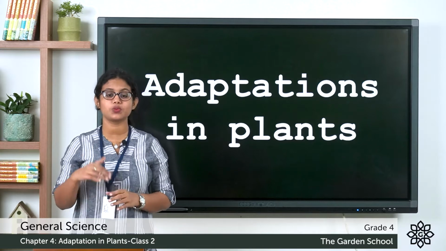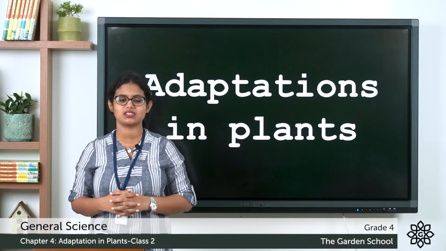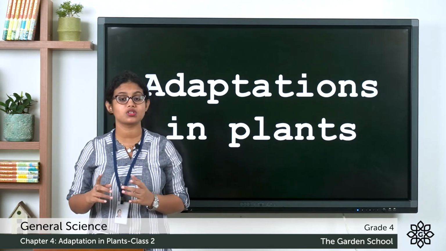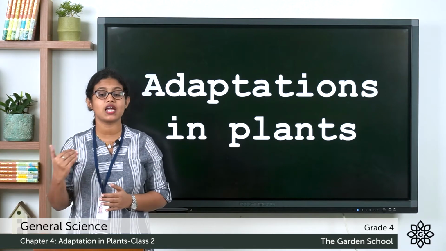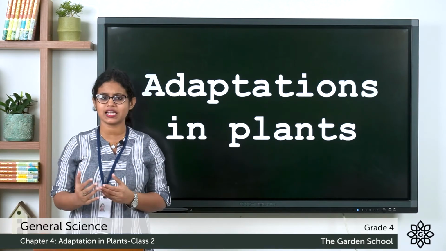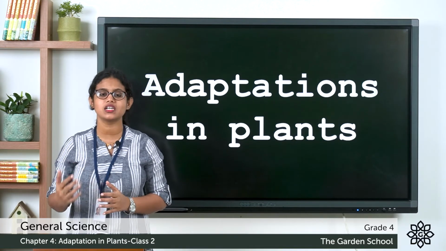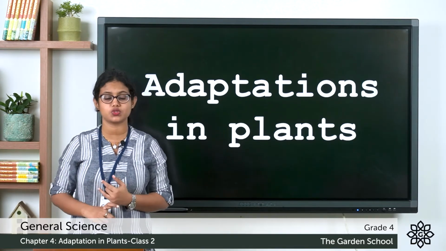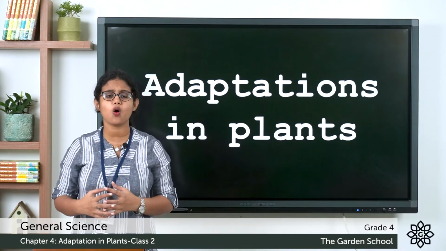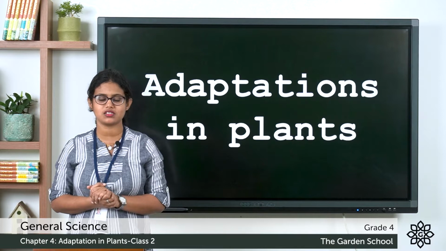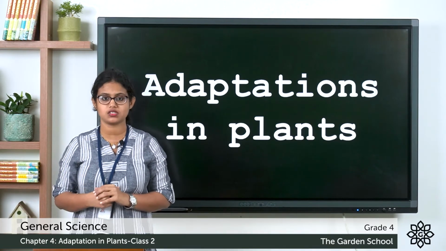In the last class, we started with the fourth chapter, that is Adaptations in Plants. And we learned about what is adaptation. Then we learned about what are terrestrial plants and what are aquatic plants. So what are terrestrial plants? Plants that grow on land are called terrestrial plants. So plants which grow on mountains, hills, forests, deserts, all these are terrestrial plants. Then we learned about adaptation in desert plants.